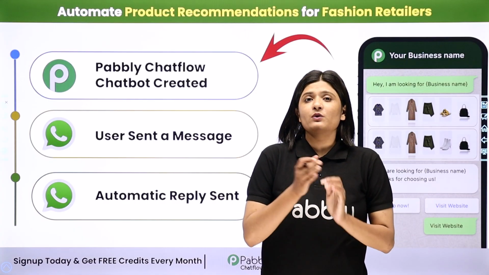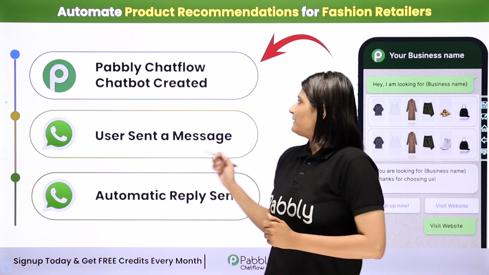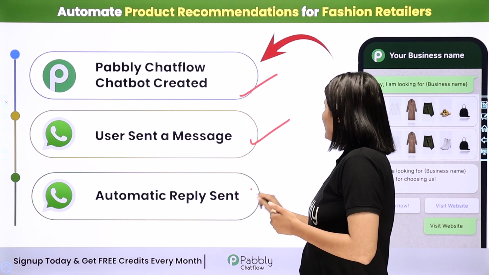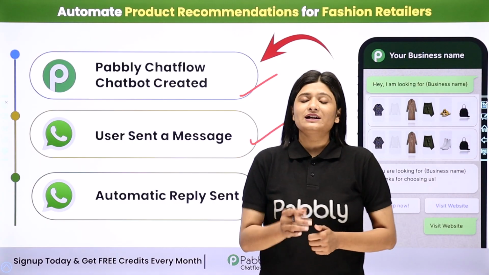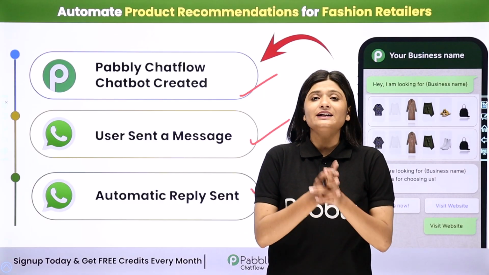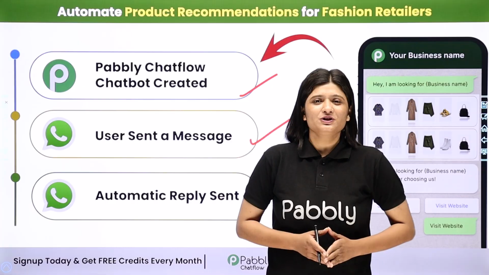Now with the help of this WhatsApp chatbot, I have automated all my WhatsApp conversations. So when I create this WhatsApp chatbot and whenever a user sends me a message, automatically the reply will be sent based on the query which they have sent to me. Now if you want to learn the step-by-step process of how you can create this WhatsApp chatbot using Pabbly Chatflow, then let me take you all to my screen.